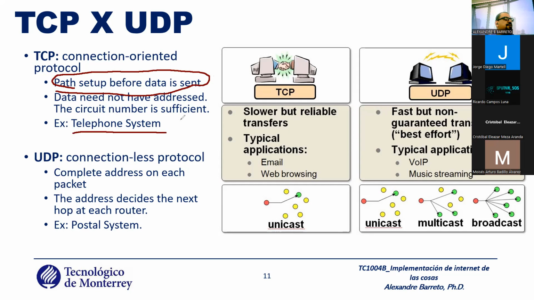For example, the telephone system. It's not true today. It's something that happened in the past. Today a lot of telephone systems use packet data. It sometimes uses TCP, but it's not really true. And HTTP is a connectionless protocol. You don't define the path. You send the data. It's like the postal system.